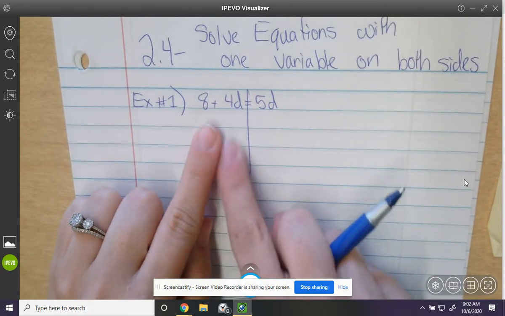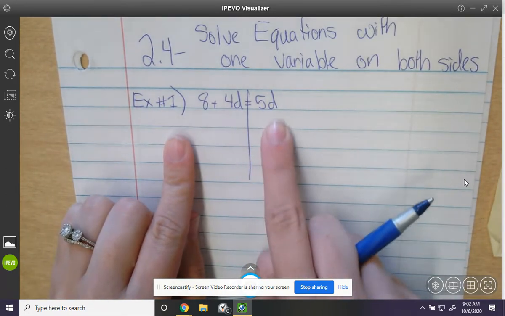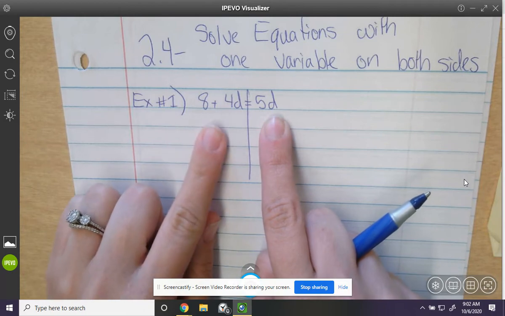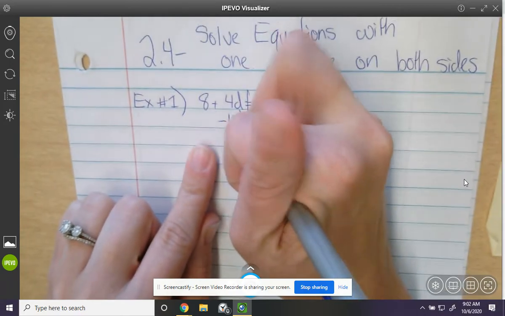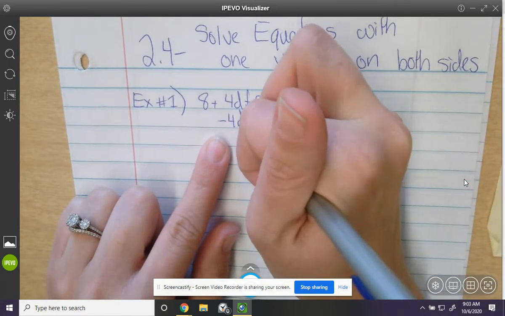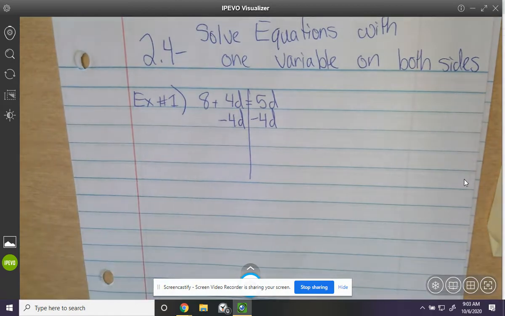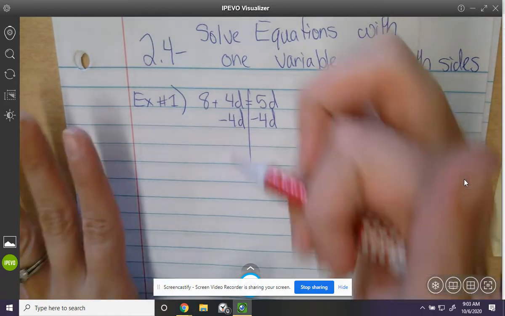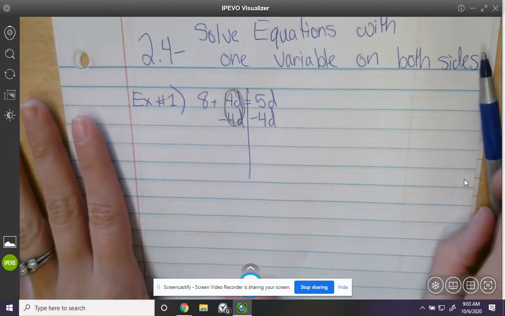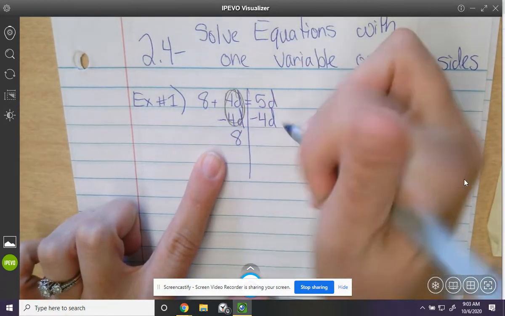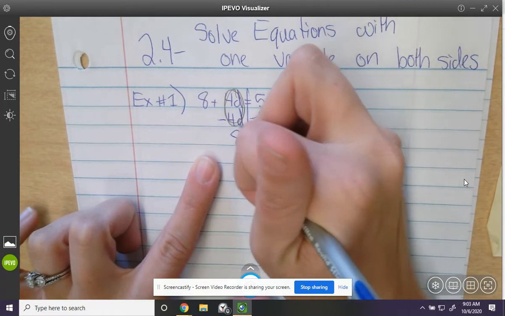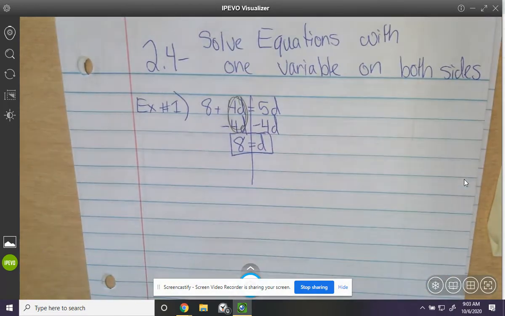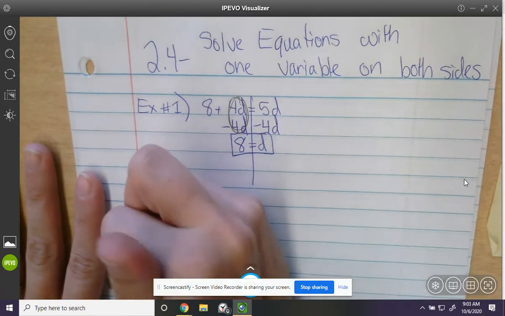So instead of moving my 5d over here, I'm going to move my 4d over here. I have to do that through making it 0. The only way to make 4d 0 is to subtract 4d on this side, subtract 4d on this side. Okay, that makes this 0, and I'm left with 8 over here, and 5d minus 4d is just 1d, or d. And my answer is d equals 8. Okay, let's do another one.